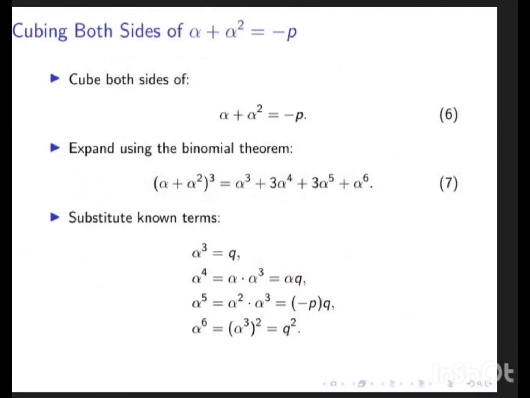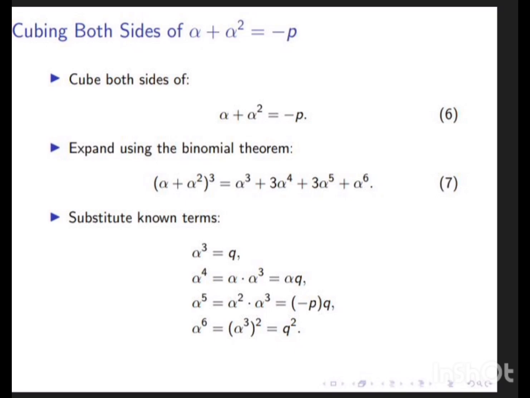Now, knowing fully well that alpha plus alpha squared is equal to minus p, and alpha cubed is equal to q. Now, for the first equation, we want to take the cube of both sides. Now, taking the cube of both sides, we have this expansion. We expanded everything to be alpha raised to power 3 plus 3 alpha 4 plus 3 alpha 5 plus alpha raised to power of 6.